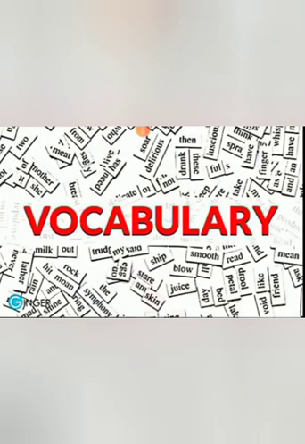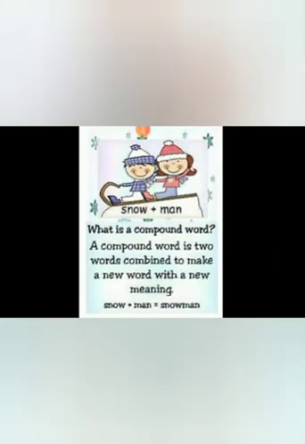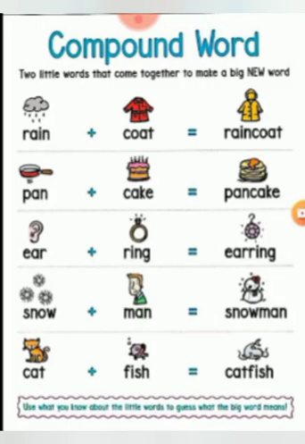Now let us move on to the vocabulary exercise. In vocabulary, you have compound words this time. What is a compound word? A compound word is two words combined to make a new word with a new meaning. For example, snow, man. There are two words and we combine these two words into one word. That is snowman. Do you understand what a compound word is?